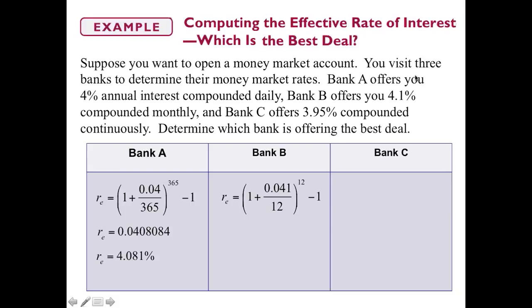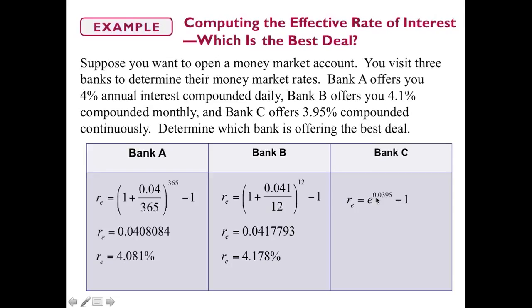So this is a good example of why effective interest rates are useful. It helps us calculate the best deal if we have different kinds of offers on the table. So let's suppose you want to open a money market account. You visit 3 different banks and determine their money market rates. Bank A offers you 4% annual interest compounded daily. Bank B offers you 4.1% compounded monthly. And Bank C offers 3.95% compounded continuously. And we want to determine which one's the best.